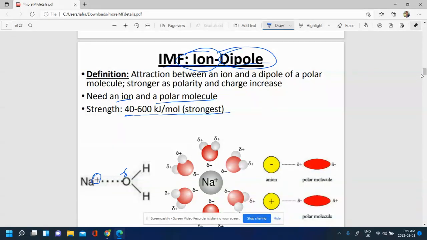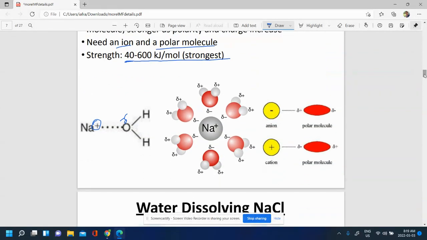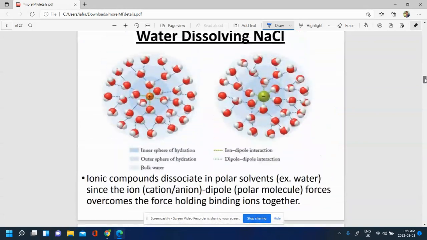But when you dissolve salt in water, for example, what's going to happen is the partial negative ends of the water are going to be attracted to the positive ion, the Na+. And this is an ion-dipole interaction, attraction between an ion and a dipole. The partial positive ends of the water would surround, if you were dissolving salt, the chloride ion, which is negative. And so these are ion-dipole interactions. And so we can see water dissolving over here.